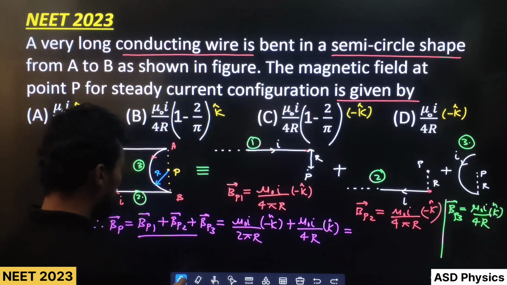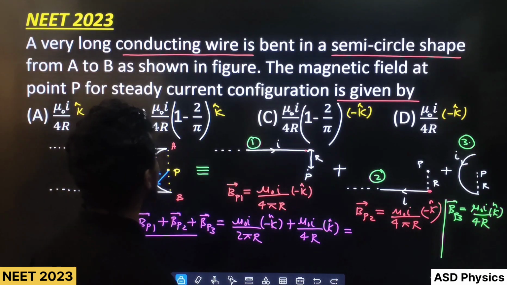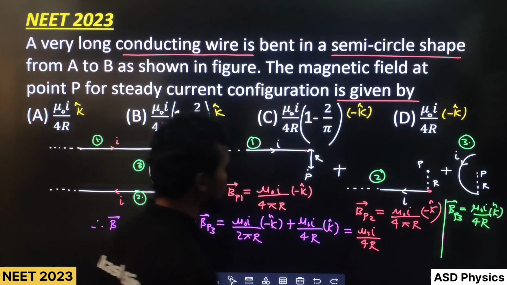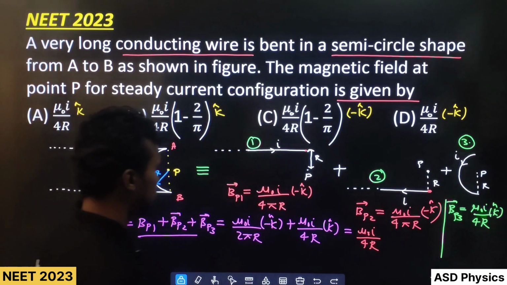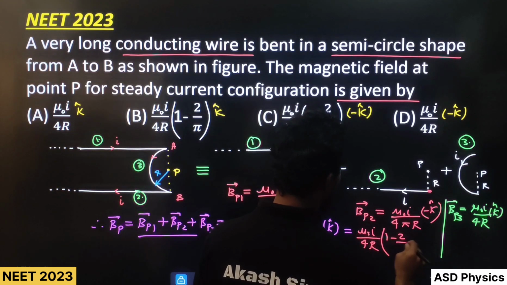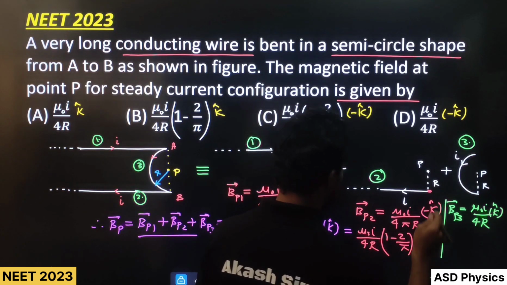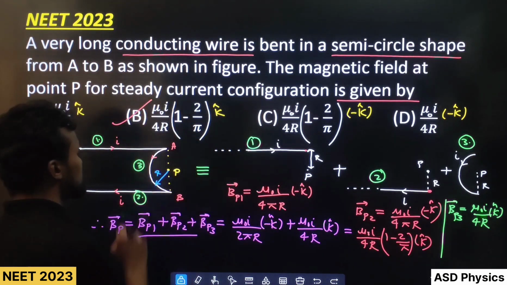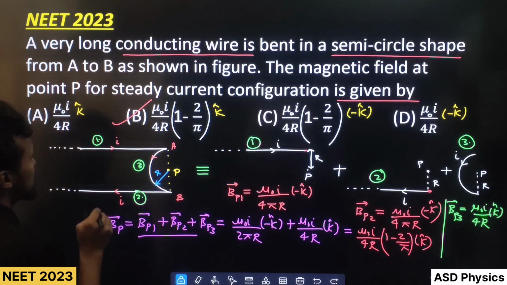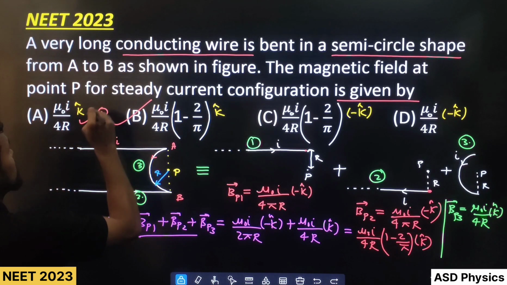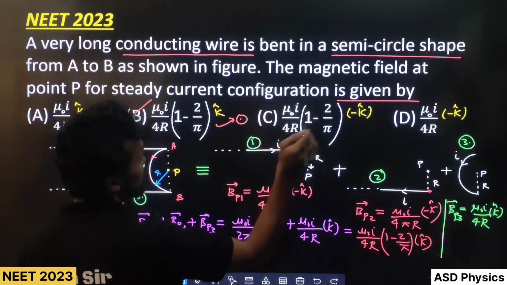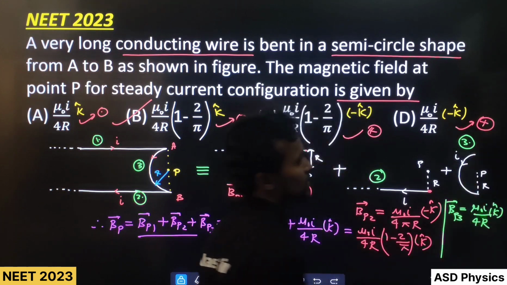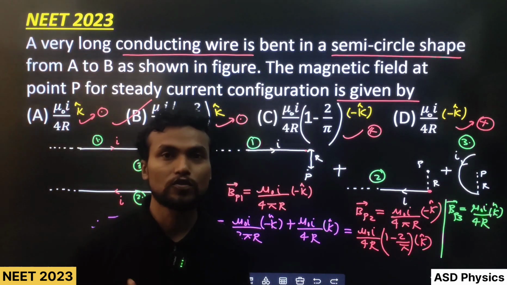Now we have to simplify this. If I take mu naught I by 4R outside, what is left is 1 minus 2 by pi into k cap. K cap means, sometimes in the question they will tell, pointed outward. So the correct answer is option B. Remember that sometimes instead of writing k cap, they may use a dot inside the circle for pointed outward, and a cross inside the circle for pointed inward. So depending upon the question situation, you have to choose it.